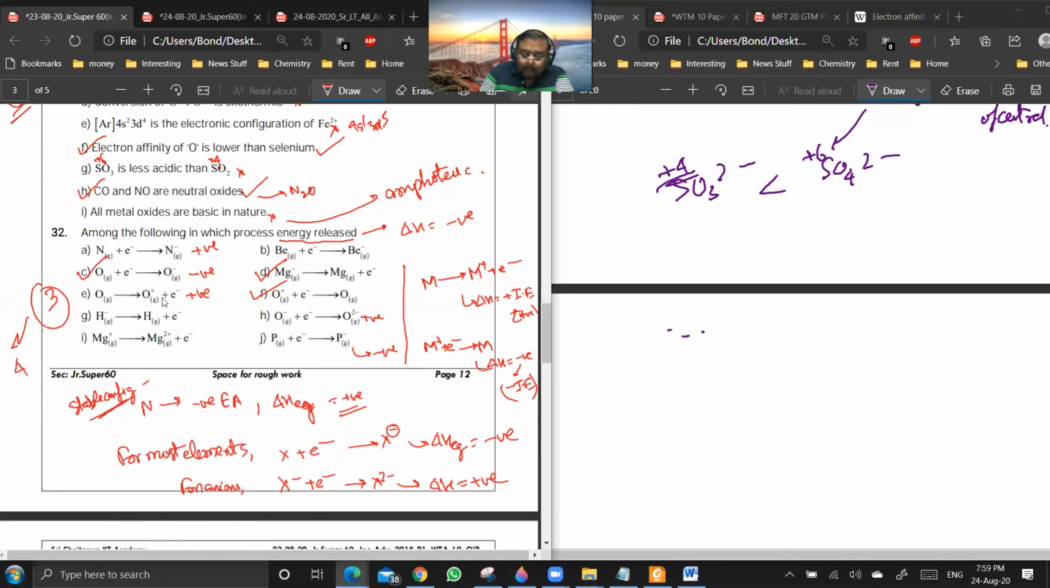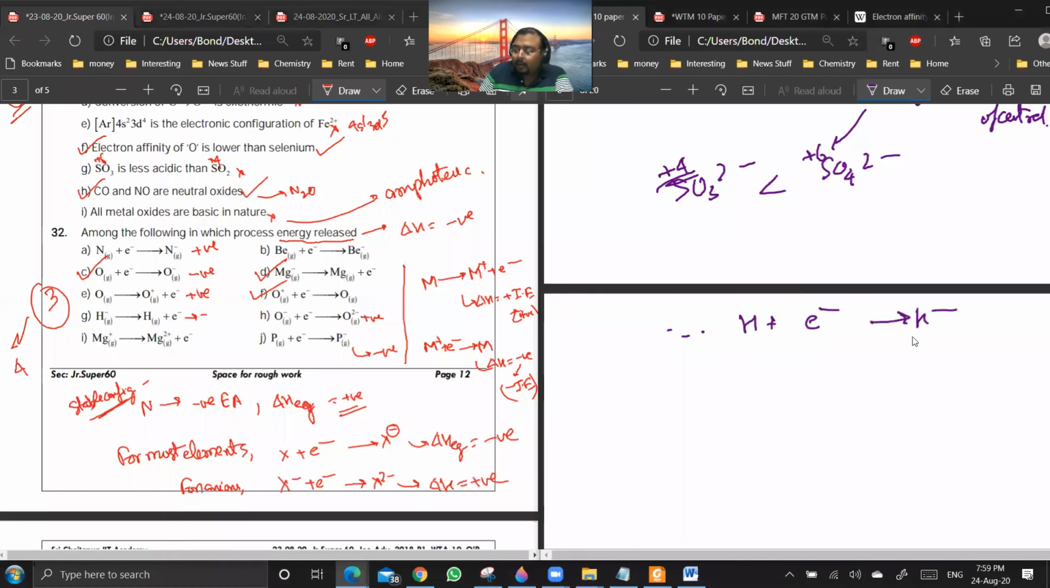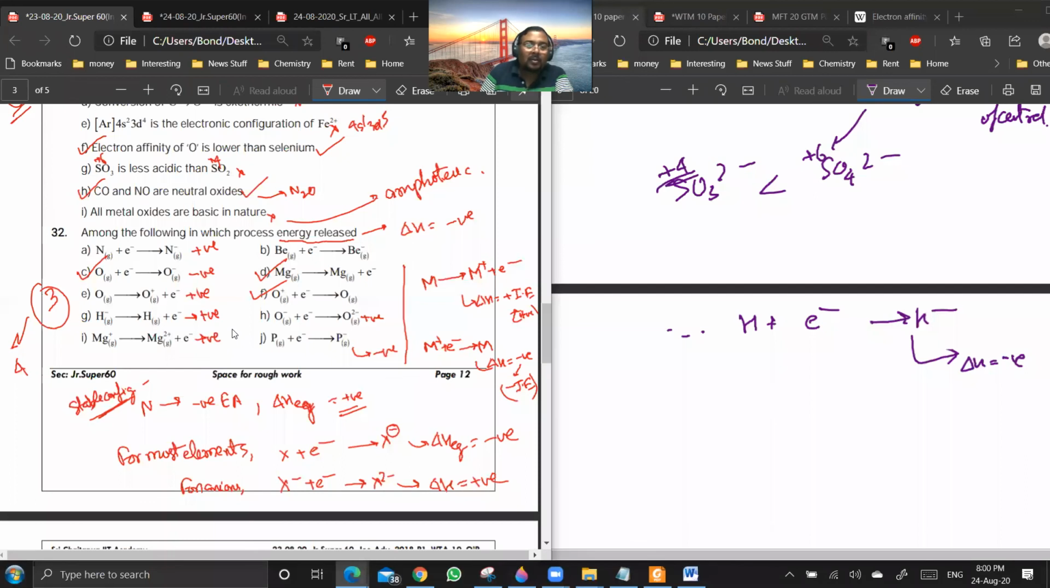Now H minus giving H plus electron. H plus electron giving H minus, is it positive or negative? Negative. Why? It's not a stable configuration, I have given you the exceptional configurations in the notes. So for the reverse reaction, it has to be positive only. Mg plus giving Mg2 plus plus electron will obviously be positive. You are asking money from a poor person. Will it give? No. So you have to put energy into the system. Are you getting the point?